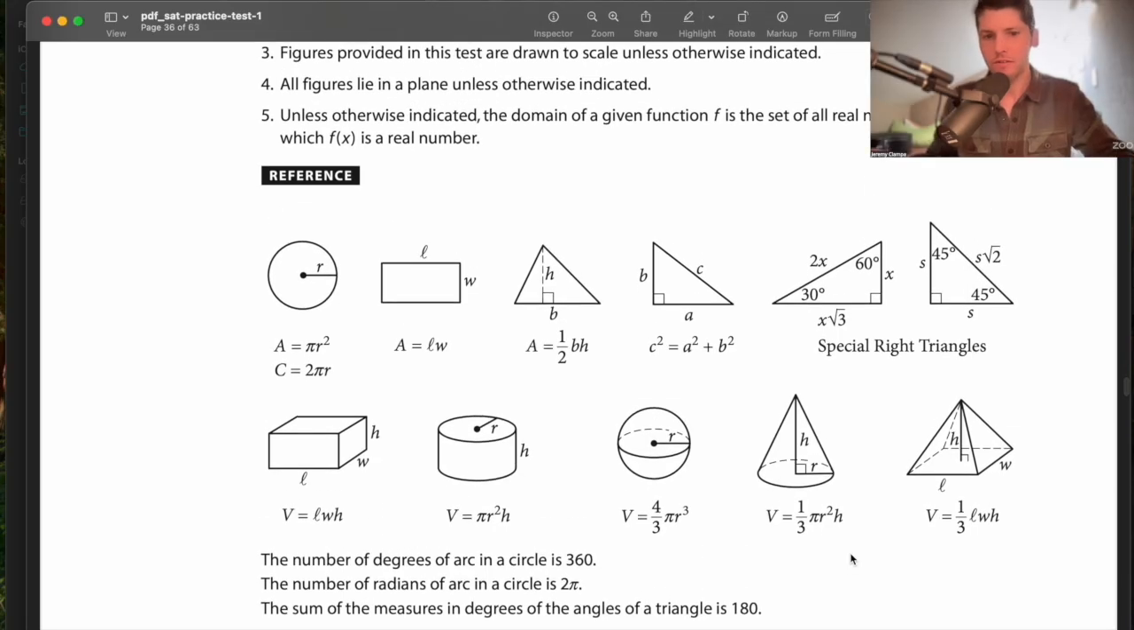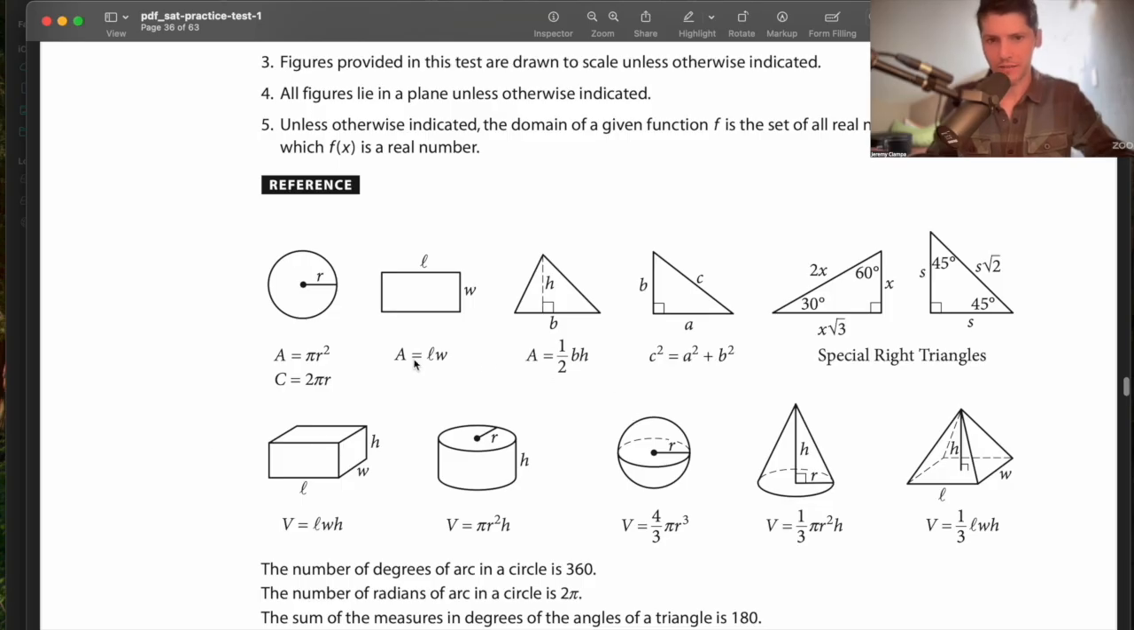What we have is a full list of the equations that they'll ask you to know about: circles, area equations for circles, rectangles, triangles, Pythagorean theorem, a couple of ratios. These are worth paying attention to on special right triangles. That is, the ratios of the sides can be predicted. If you know one of these three sides, then you can know all three. Same thing with the 45, 45, 90. We've got some volume equations down here you can take a look at. And then just a couple of statements at the bottom about the number of degrees.